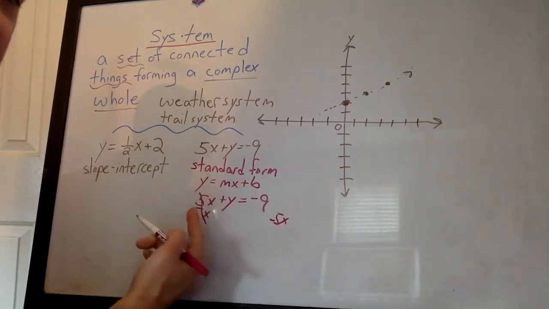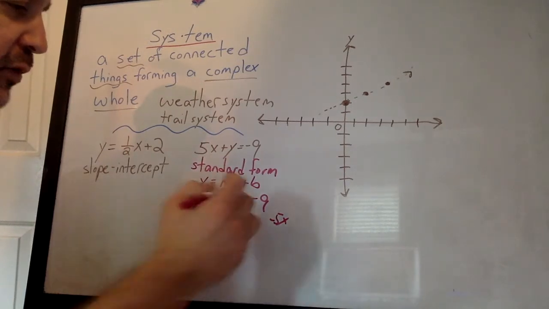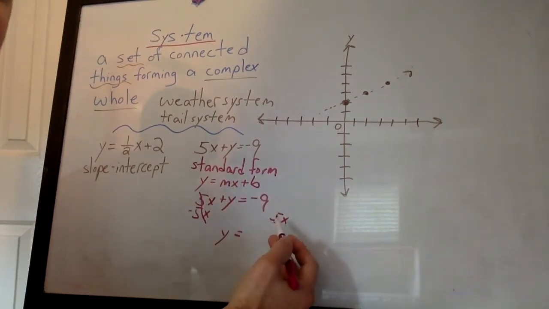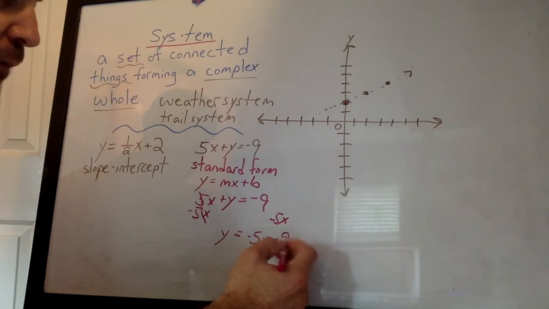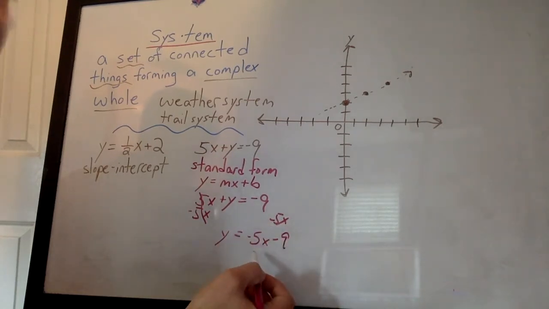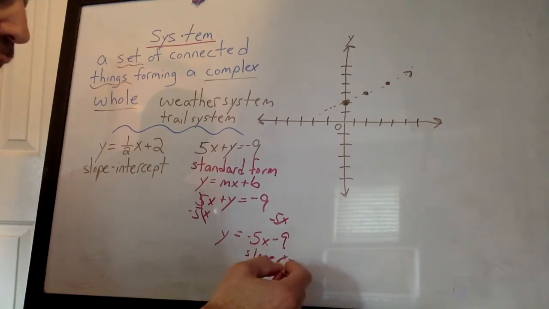So they cancel out. 5x minus 5x is no x's, so I'm left with y equals -9 minus 5x. I'm gonna use the commutative property and just switch it. -5x minus 9. That way it's familiar to me. I can see that -5 is the slope and -9 is the y-intercept.